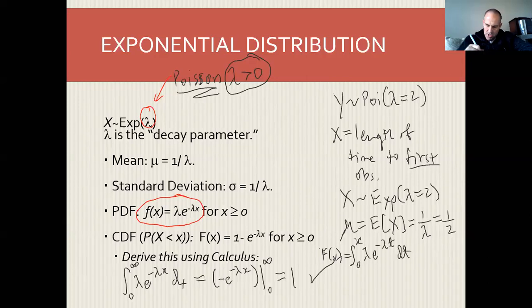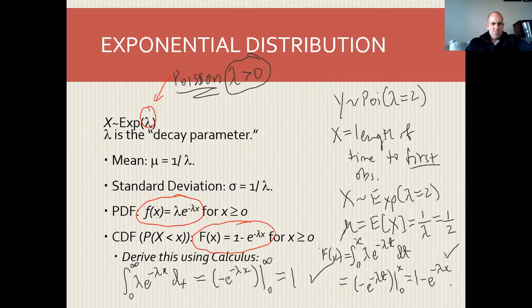I need a new variable. And of course, this is just going to be minus e to the minus lambda t evaluated between 0 and x. So that is the probability of being equal to or less than x. If I plug in x for t, I get negative e to the minus lambda x, minus negative, which is plus 1. So indeed, you get 1 minus e to the minus lambda x, which is exactly what's claimed over here for the CDF.